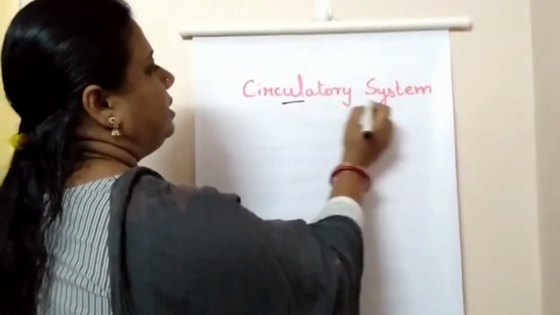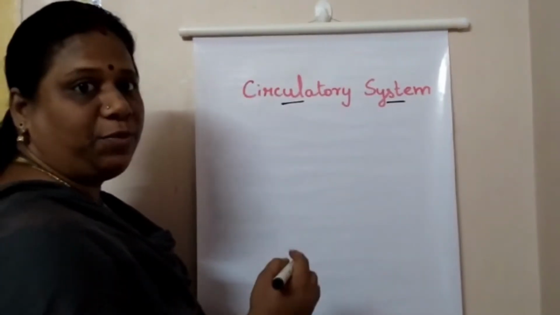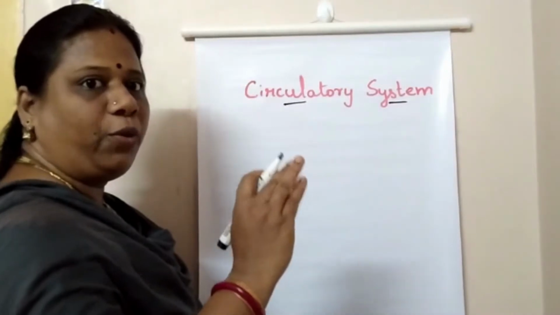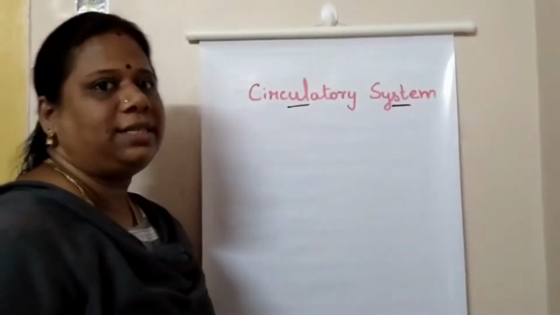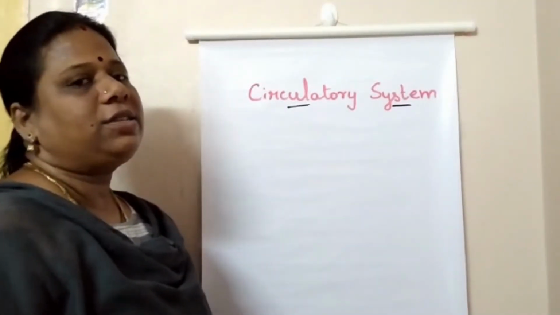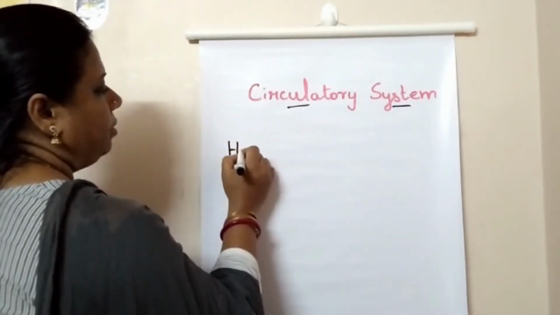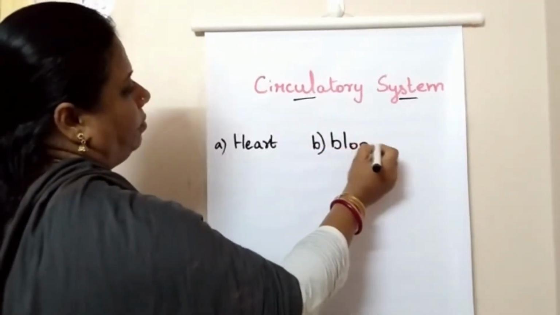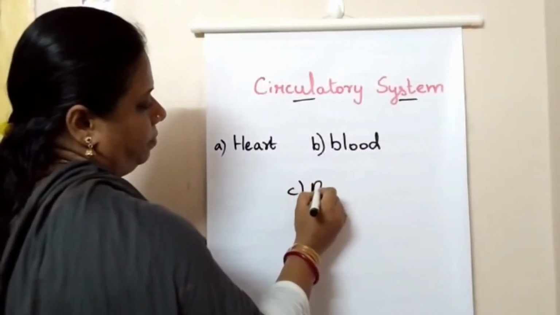In the circulatory system, blood is transported to all the parts of the body, and supplies oxygen and nutrients to all the tissues and cells, isn't it? So, the circulatory system consists of heart, blood and blood vessels.